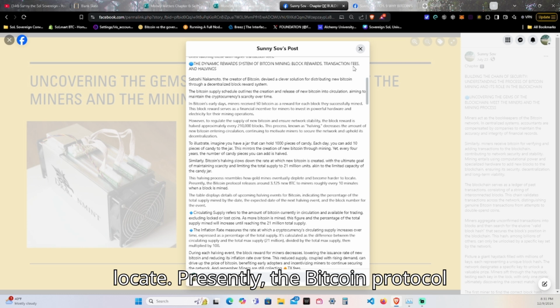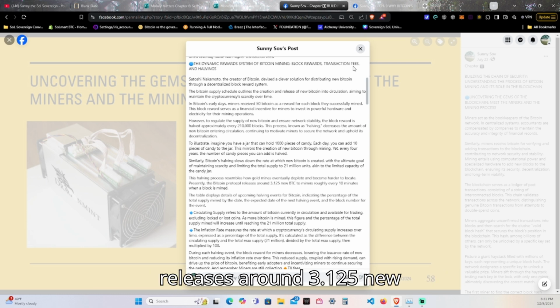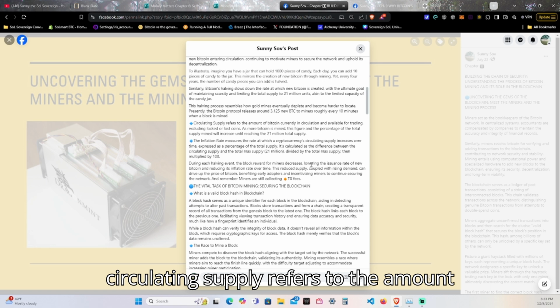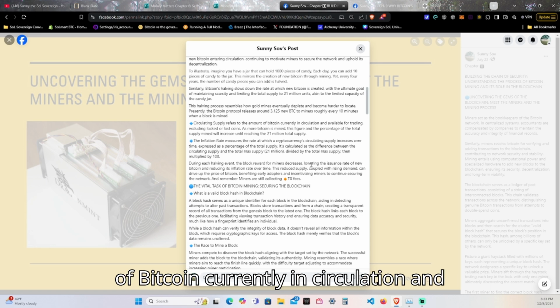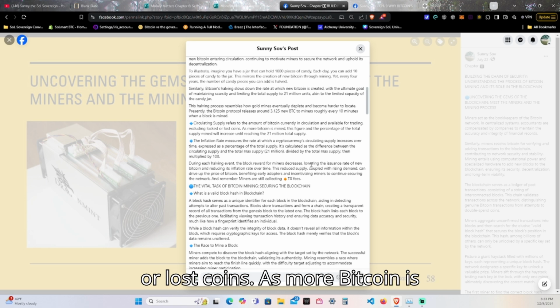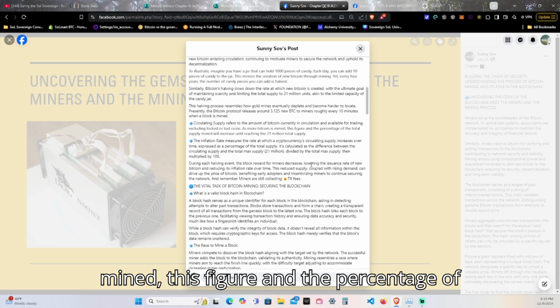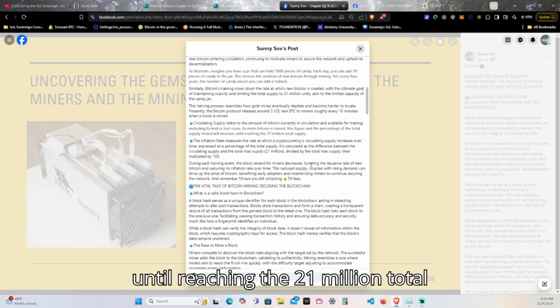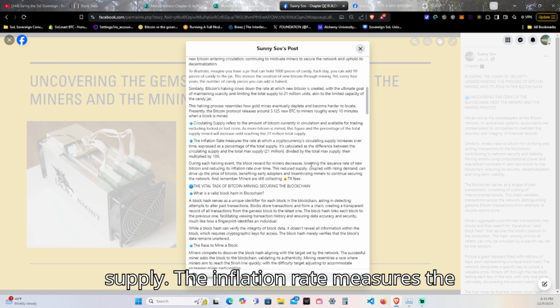Presently, the Bitcoin protocol releases around 3.125 new Bitcoin to miners roughly every 10 minutes when a block is mined. Circulating supply refers to the amount of Bitcoin currently in circulation and available for trading, excluding locked or lost coins. As more Bitcoin is mined, this figure and the percentage of the total supply mined will increase until reaching the 21 million total supply.